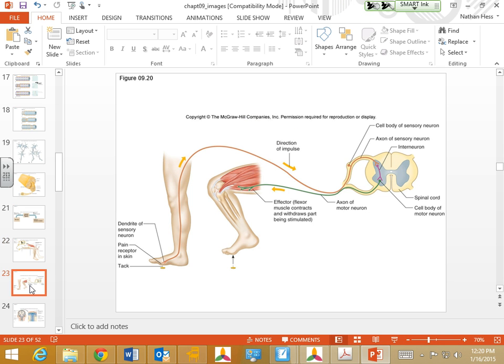And the second example they gave was that withdrawal reflex. Stepping on a tack, signal goes up, and you see here there's that interneuron that's connecting that sensory to the motor and sends a signal right back down. Ooh, lift your foot, quick, no, stop, don't step on that, right? Same thing when you touch a hot stove. Ooh, it just pulls it back without you even thinking about it.